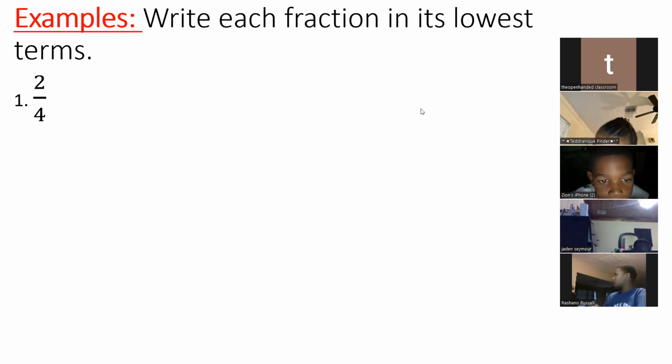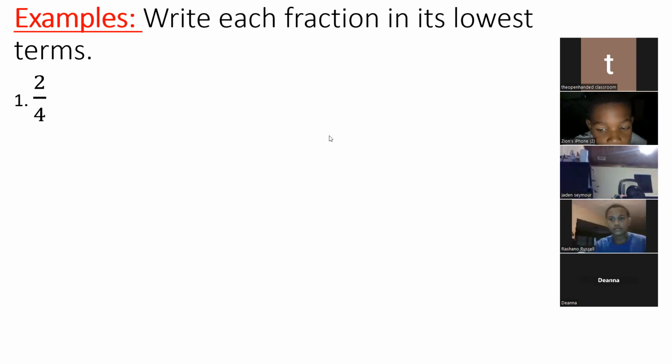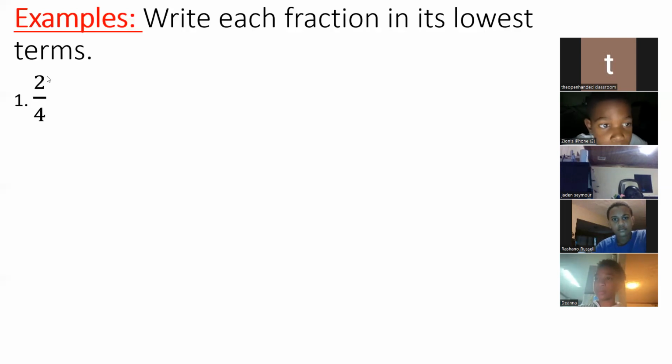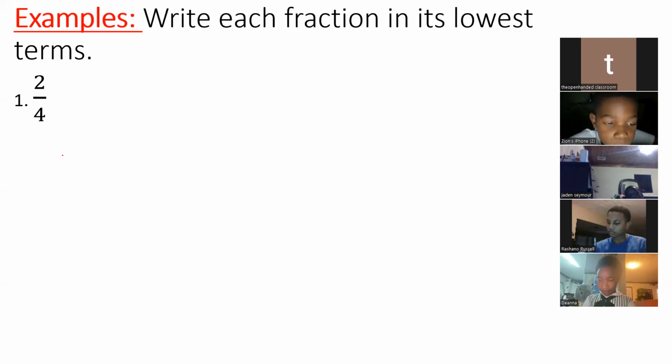So the first thing to remember is that 2 over 4 is not in simplest form, because we have a number that could go into both 2 and 4. Good afternoon, Diana. So we're going to use 2 to divide 2 and 4.